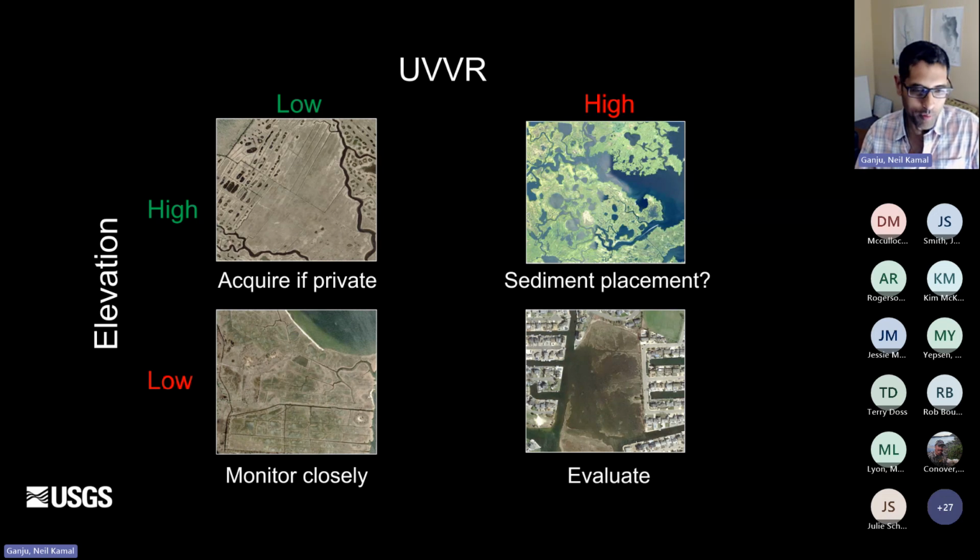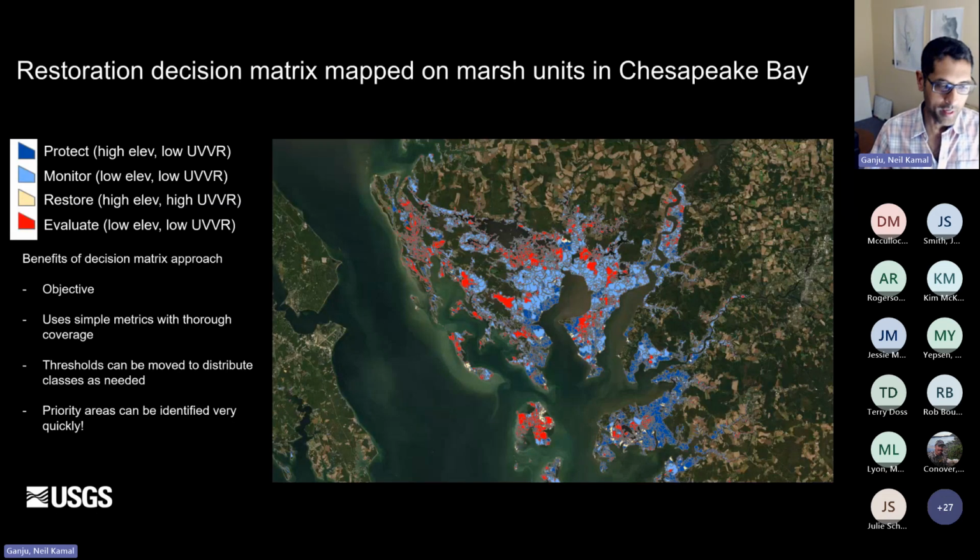So here are 4 examples, low elevation, or sorry, high elevation, low UVVR up at the top, so that's good. Nothing to be done other than protect or acquire. And then at the bottom right, here's a parcel next to an elementary school as well as a bunch of infrastructure. Great candidate for restoration because it's providing a significant protection service. And then the other 2 are again examples where sediment augmentation or ditch remediation might be good. And down here is where you might want to watch for conversion of those open areas with sea level rise and or sediment deficits.